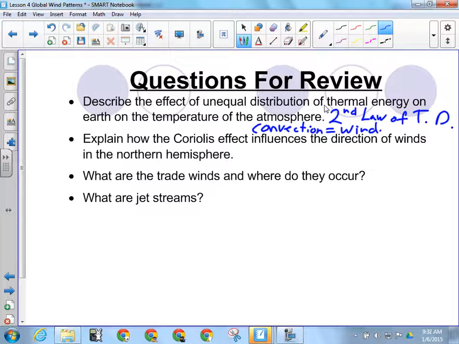Everyone follow me there? So those are the key things. Second law of thermodynamics, heat flows from hot to cold. That's convection in the atmosphere because it's a fluid, and that means wind.